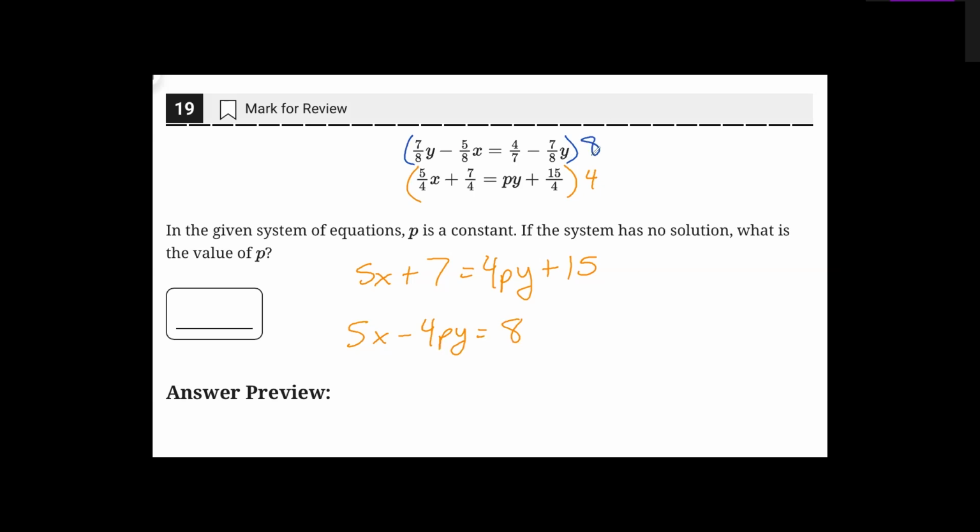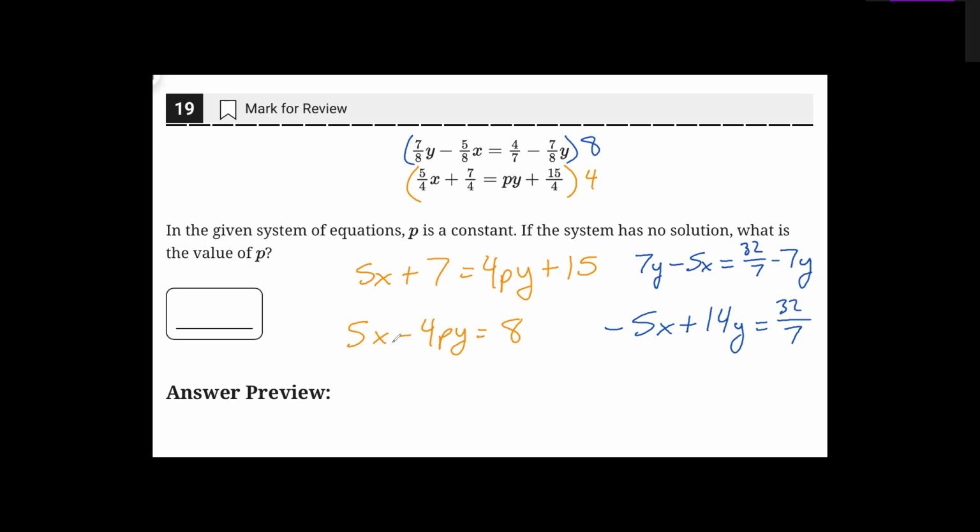So if we multiply all of the terms by 8, the constant term will still have a fraction, but all the variable terms won't. If I multiply everything here by 8, that'll give me 7y minus 5x equals 32 over 7 minus 7y. If I move all variable terms to one side, that'll give me negative 5x plus 14y equals 32 over 7. So now we have both equations simplified with much fewer fractions.